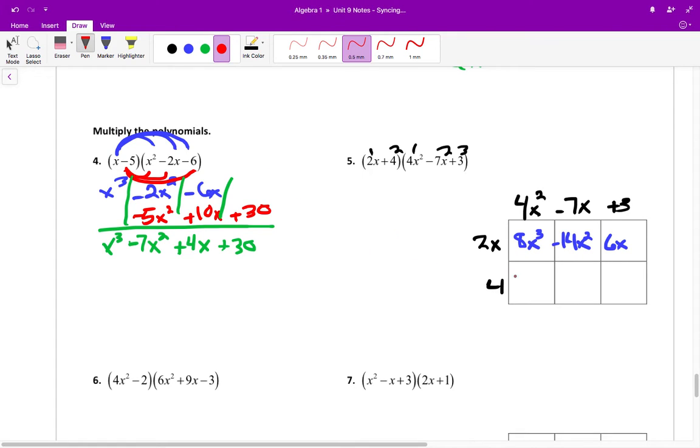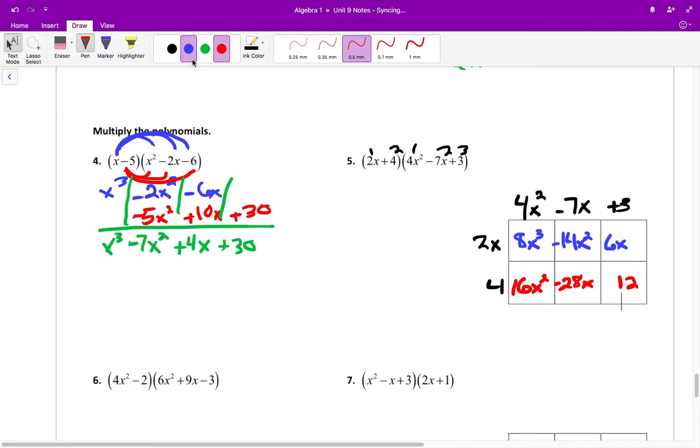So very similar to what we were doing before. You're just not showing all of these different lines out here. So take 4 multiplied by 4x squared. 4 multiplied by 4 is 16. Keep x squared with it. 4 multiplied by negative 7x, so 4 multiplied by negative 7 is a negative 28. Keep x with it. And then 4 multiplied by 3, you get a plus 12.